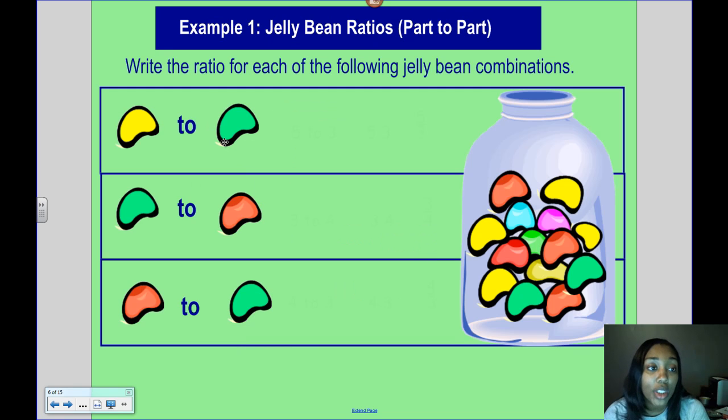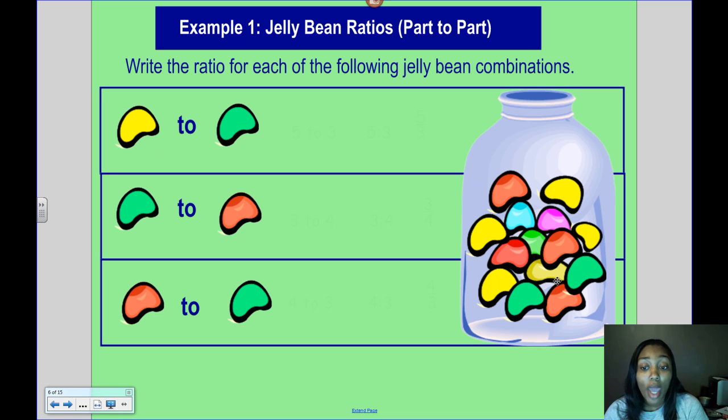On our first example, we want to write the ratio for each of the following jelly bean combinations. So this jelly bean is yellow, and you may want to write yellow underneath, and this jelly bean here is green, and you may want to write the word green underneath since you can't actually see the colors in your notes. We want to figure out the ratio of yellow jelly beans to green jelly beans. So the first thing we need to do is figure out how many yellow jelly beans we have. And because the yellow jelly bean came first in the statement, that number has to come first in our ratio. So the order is very important.